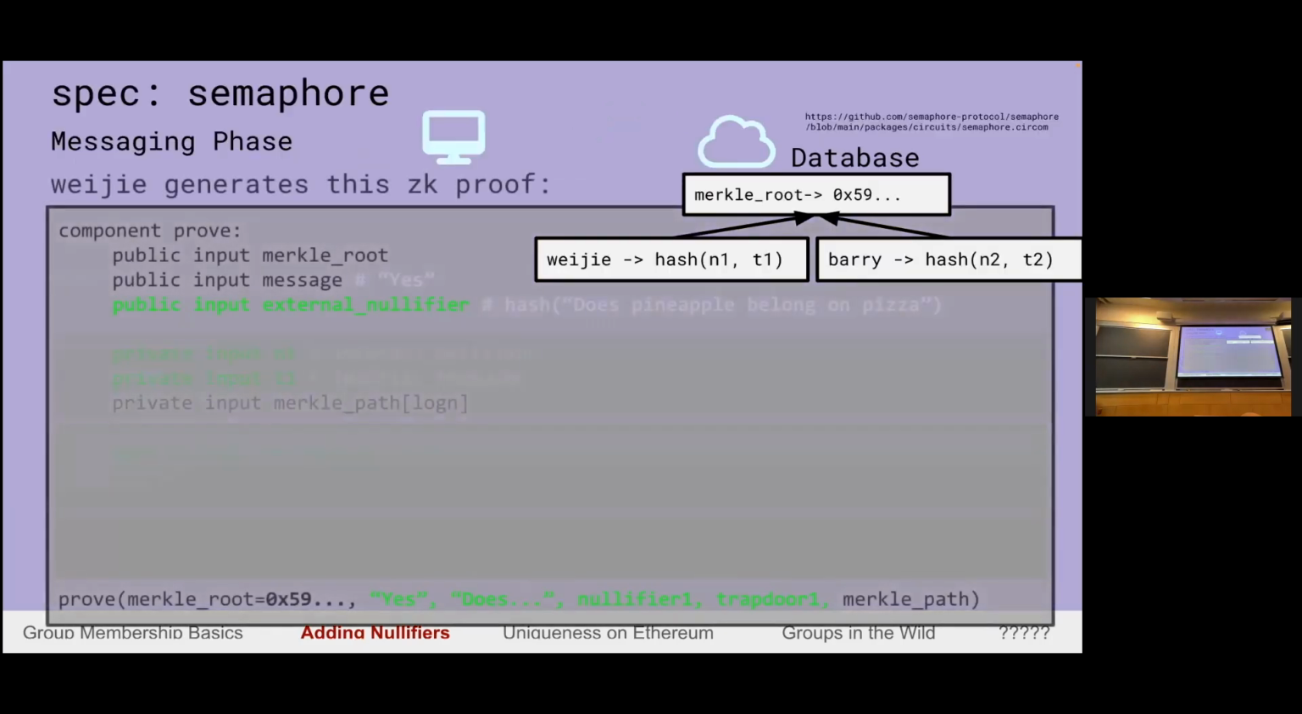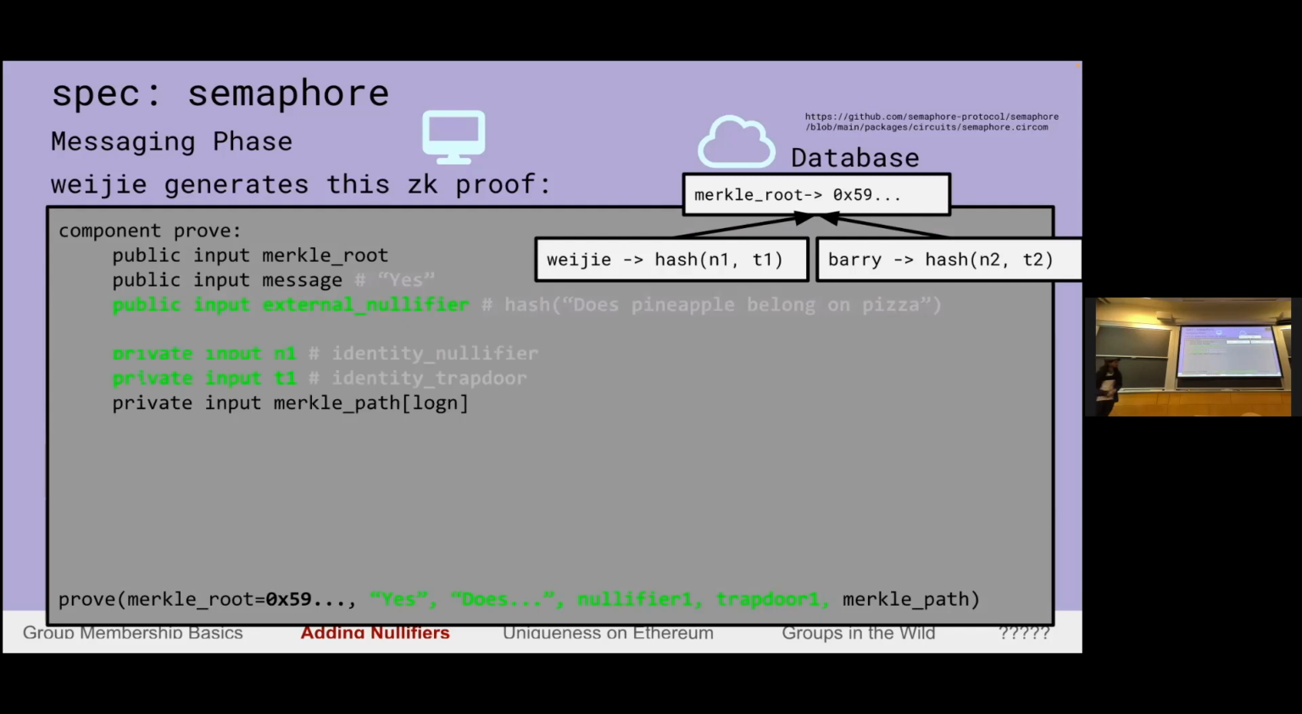So okay, what exactly is the code that is being executed here? Similarly to before, we're going to pass in the Merkle root and the message, and we're also going to pass in this topic. And in the Semaphore protocol, they call this topic the external nullifier. You can imagine this as just the topic, this hash of, does pineapple belong on pizza? The external nullifier allows us to say that as long as the external nullifier is the same, the nullifier hash that Weijie will generate has to be the same. So you can imagine maybe the external nullifier changes for different polls or different topics or different applications that you use.